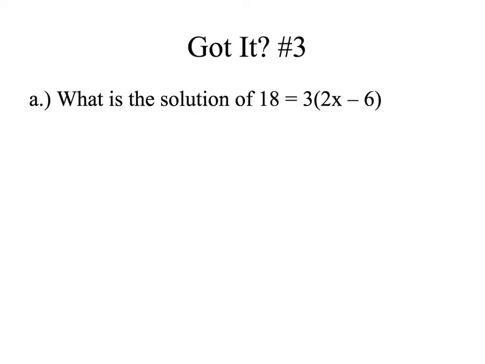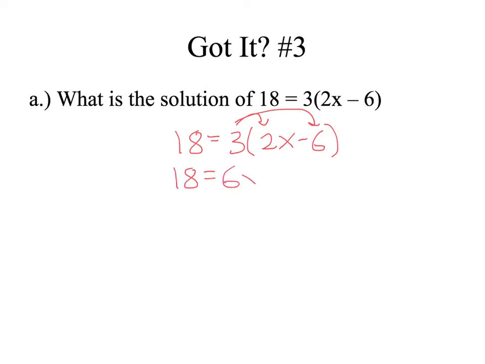So got it number 3. It says, what's the solution of 18 equals 3, parentheses, 2x minus 6. So do the distributive property first. So we have 18 equals 6x minus 18.